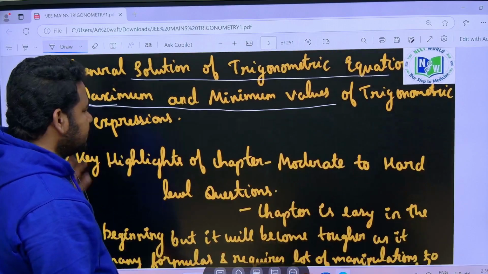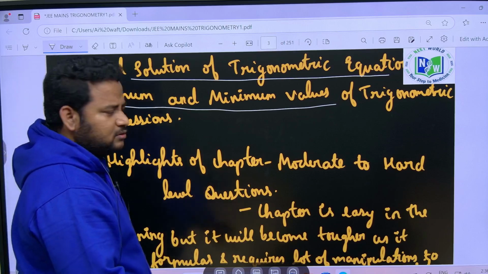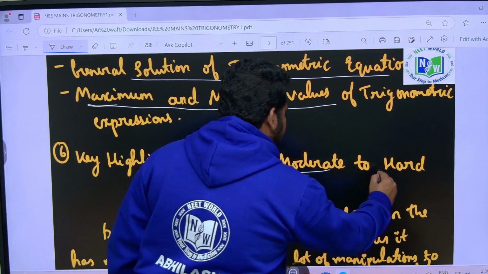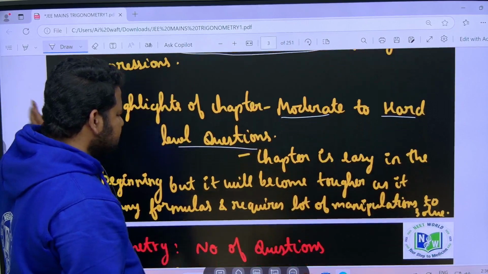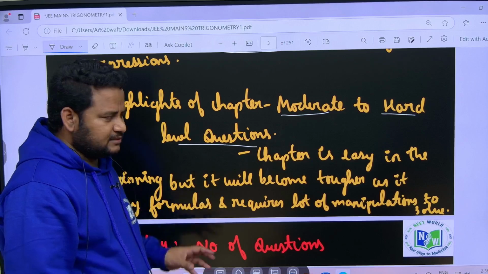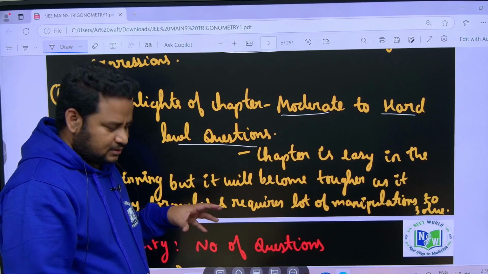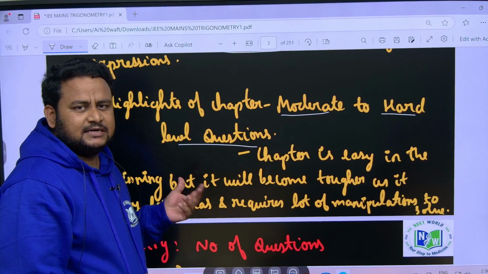Next, what is a key highlight of this chapter? Moderate to hard level questions are asked. Hard in the sense it's not the questions per se. Sometimes the calculation will take time and it is time consuming.